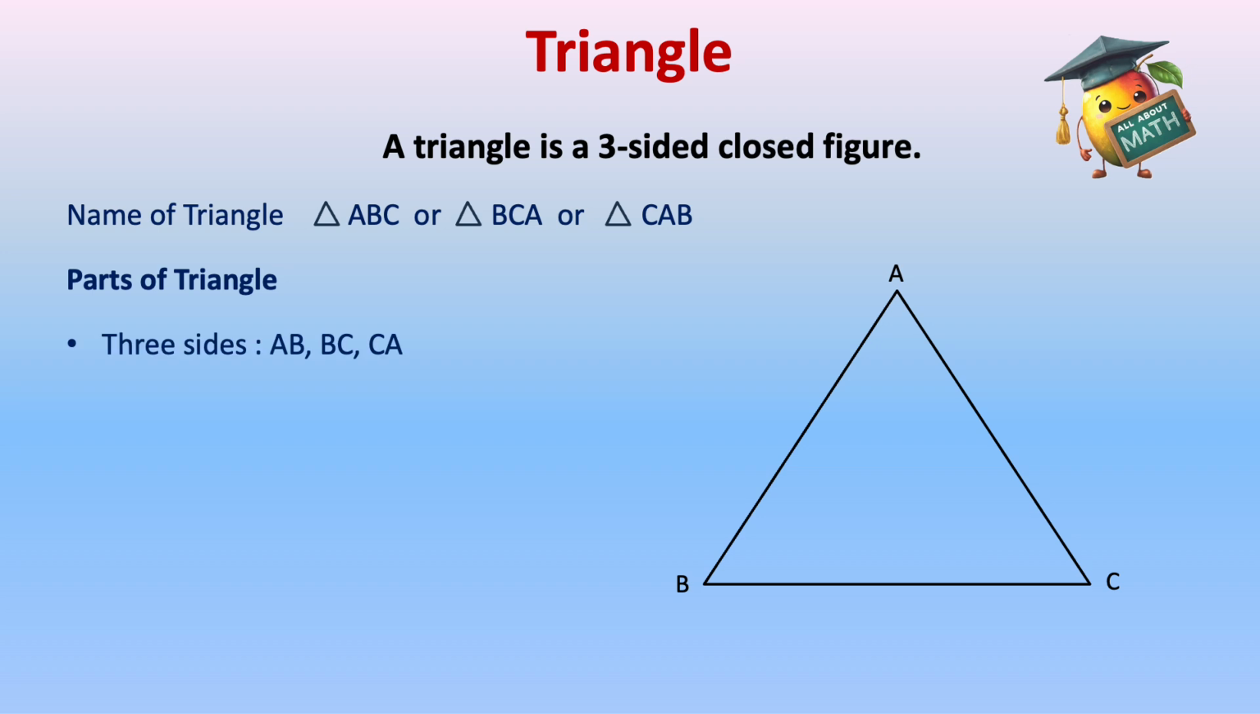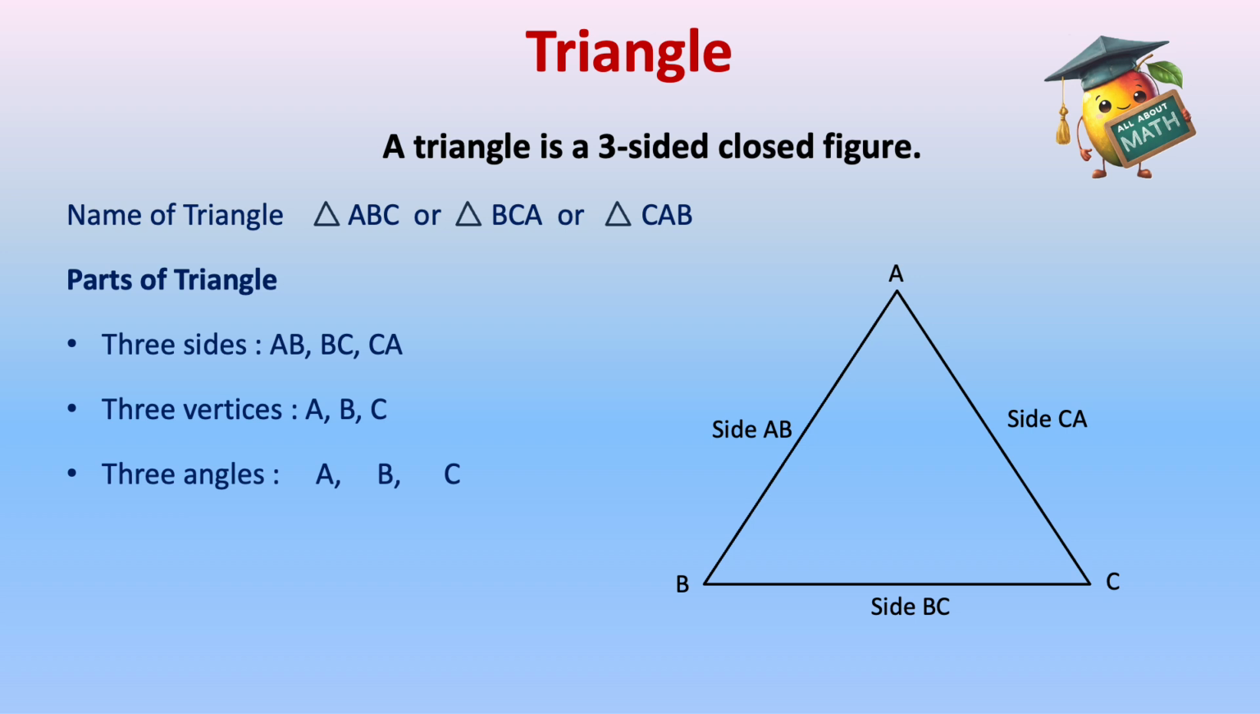Parts of triangle: three sides, that is side AB, side BC, and side CA. Three vertices. Vertices are also called corners. So it's A, B, C. Three angles. This is the symbol of angle, that is angle A, angle B, and angle C. Another property: the sum of all angles of a triangle is equal to 180 degrees.